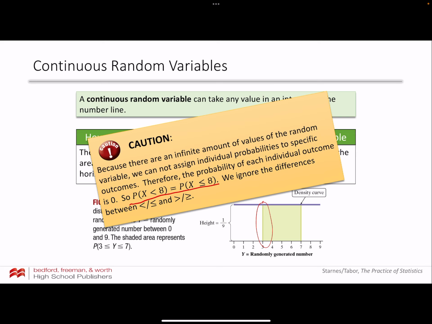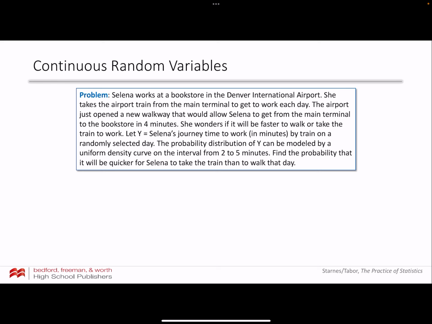That's not true in a discrete random variable, though, because I can find the probability that x equals 8 in a discrete random variable. But in a continuous random variable, this is what I have. Okay, so let's look at an example. Take a minute, read this.